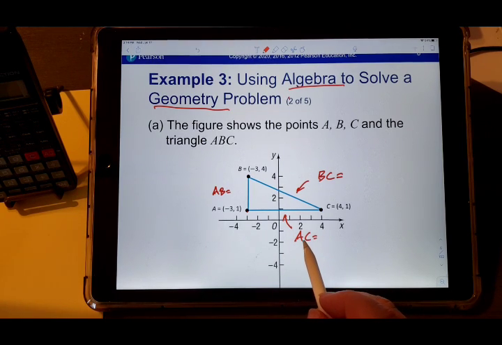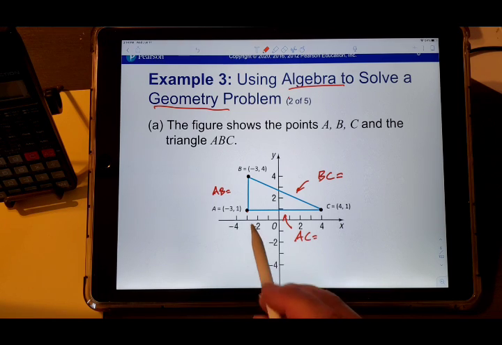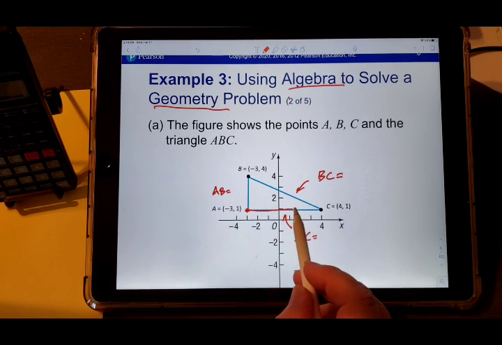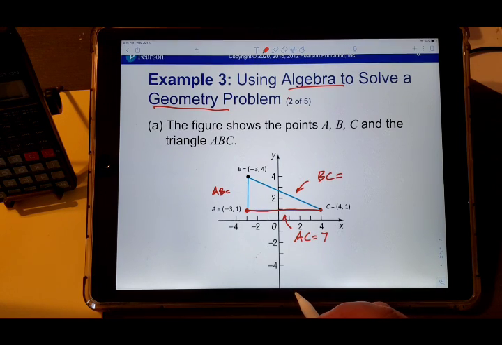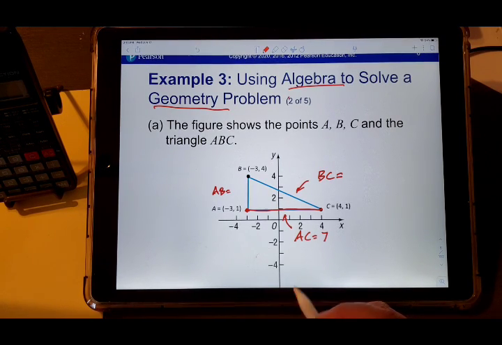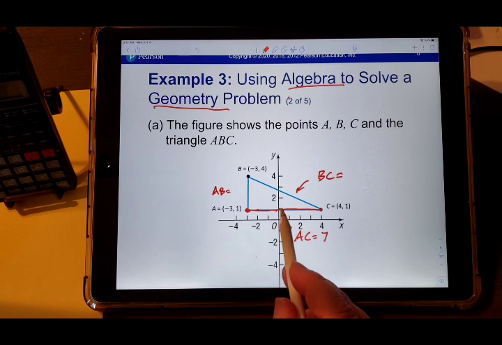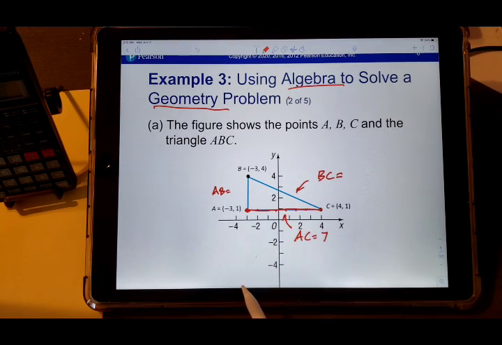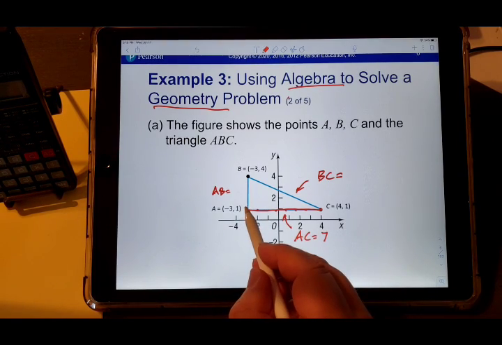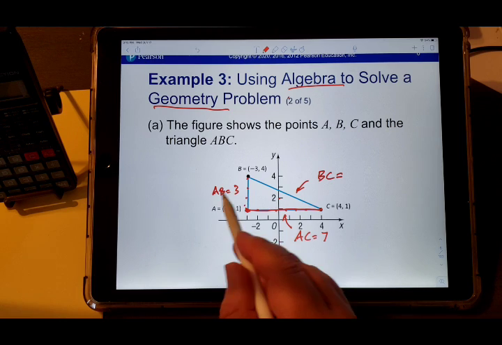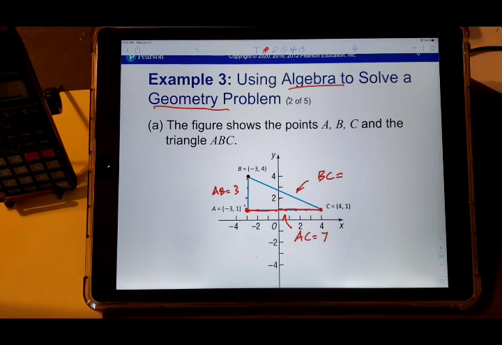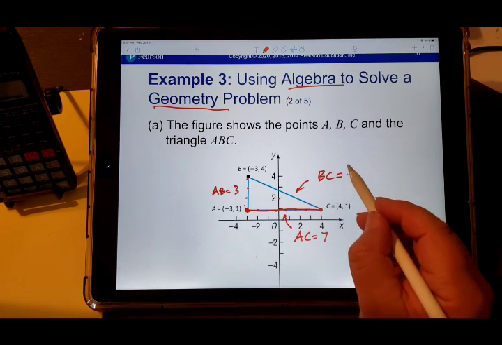Now, in algebra, the author won't use this. AC sounds like A times C, but in geometry, it's the length of this segment. And it's 7. I did not just use the distance formula. I just counted 1, 2, 3, 4, 5, 6, 7. So sometimes geometry is good for finding certain things. If I count this way, I'm lining it up here. 1, 2, 3. Side AB is 3. And that's great, but what's this one?